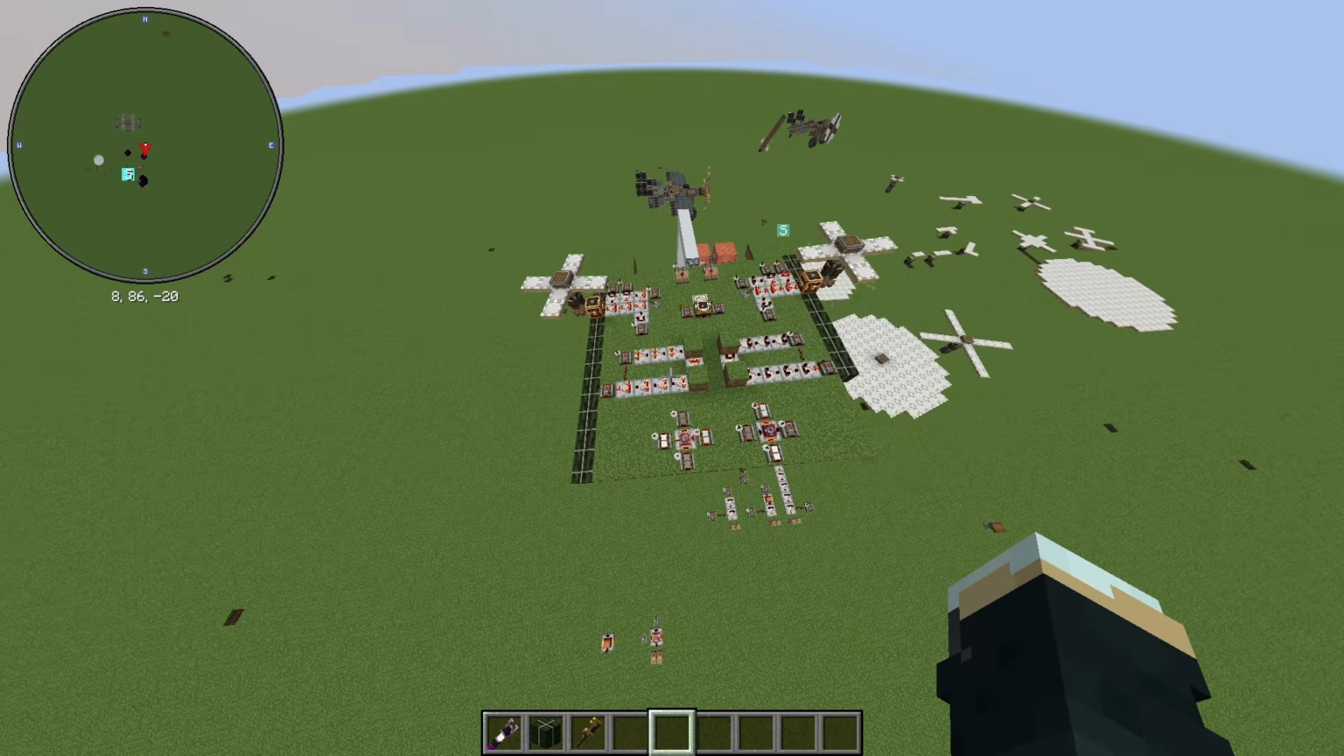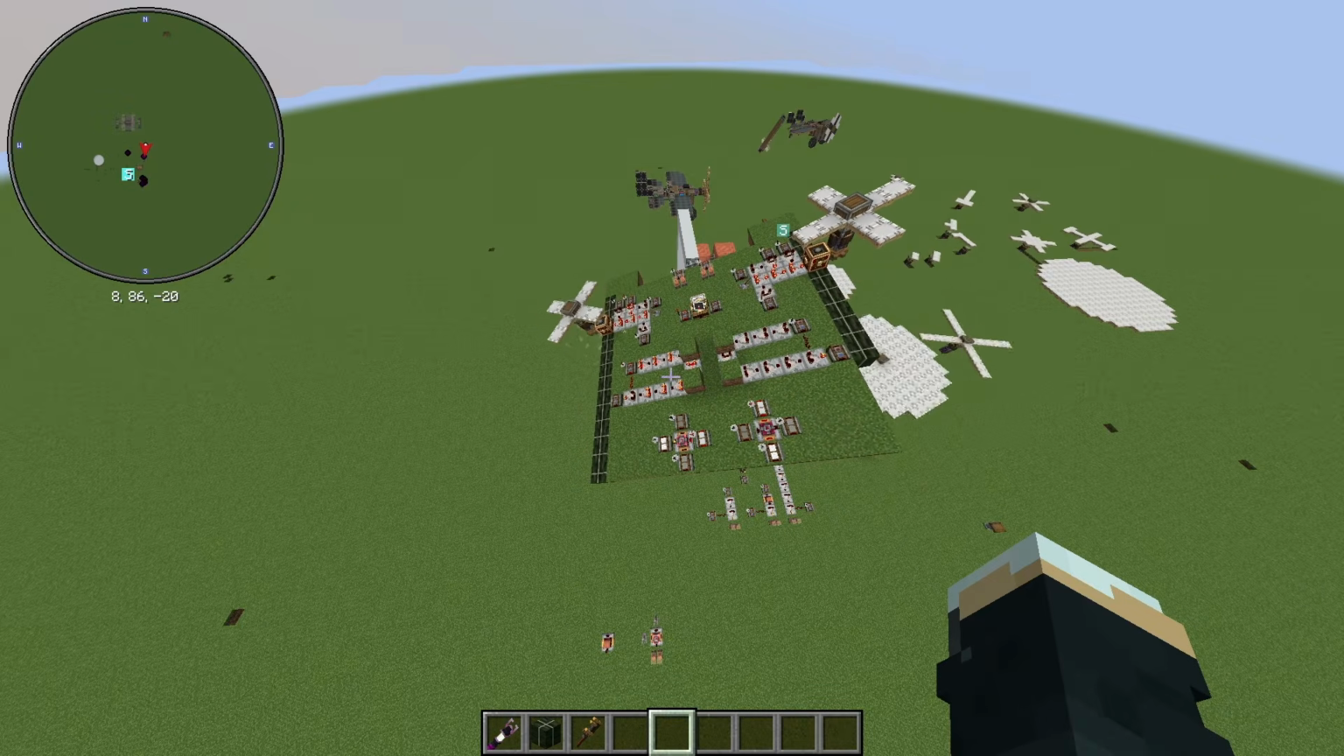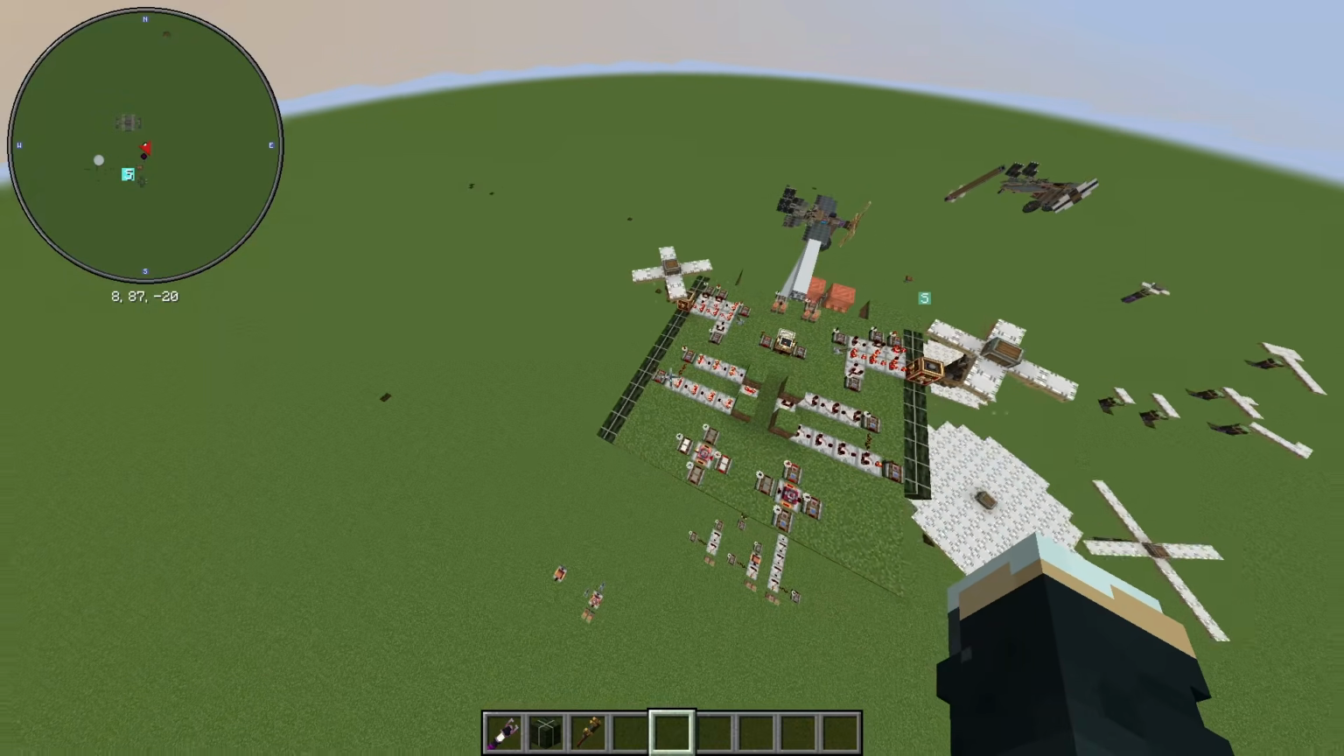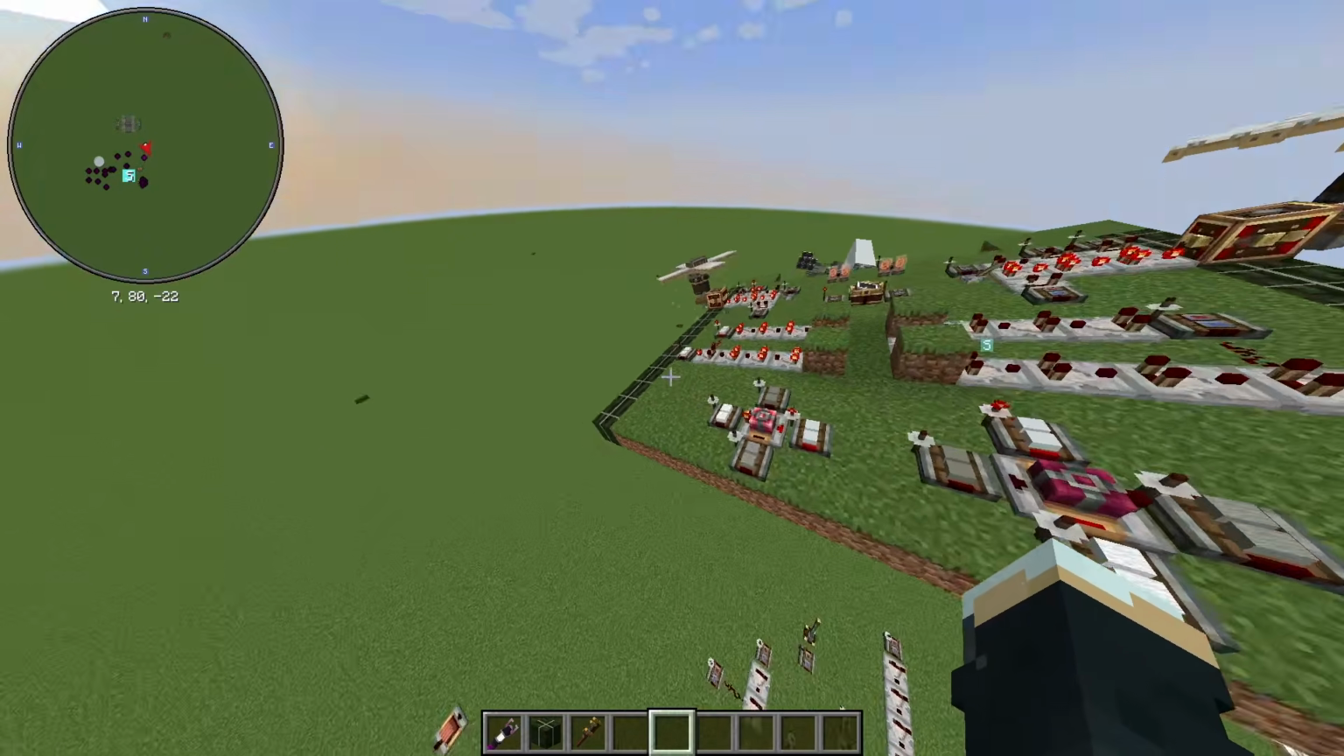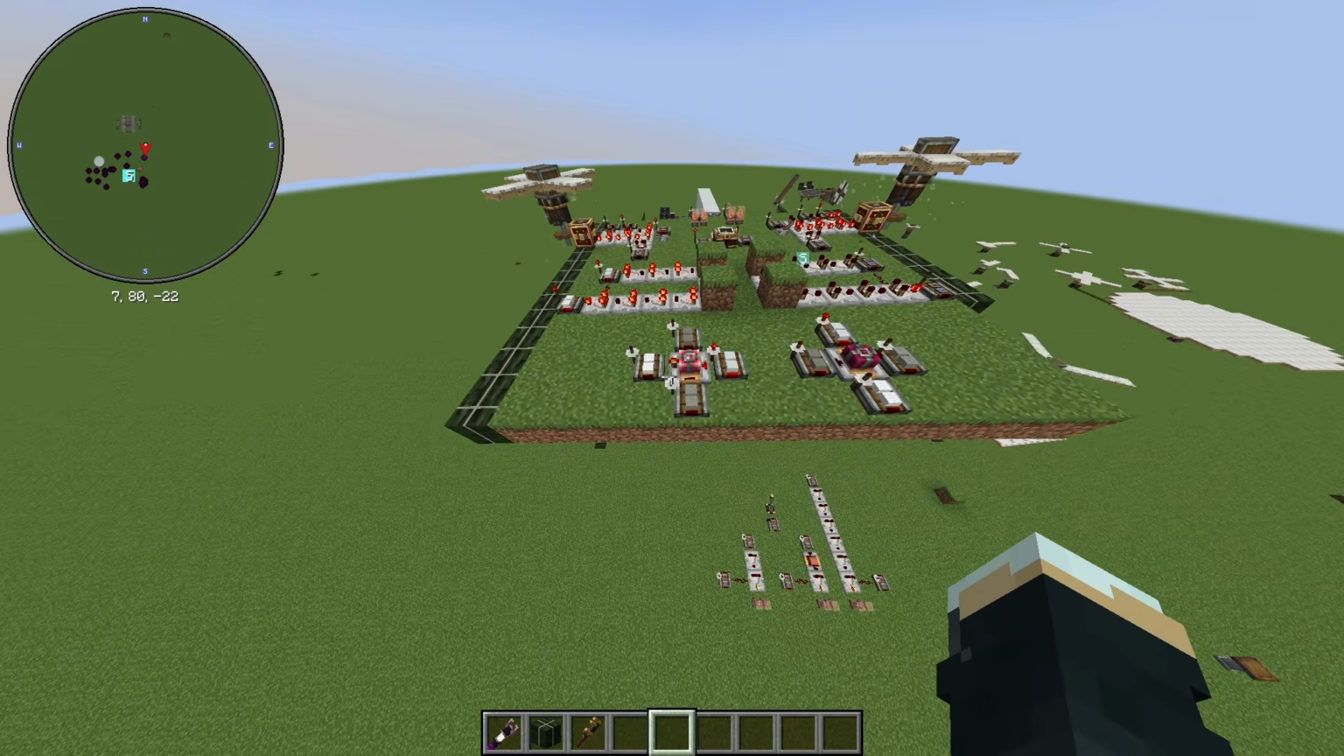So if you have a craft that's 50 blocks long instead, and your center of mass is a block off, then this is the amount of tilt you're going to see, right? This is massive. This is huge. What do we do about this? This is no good.